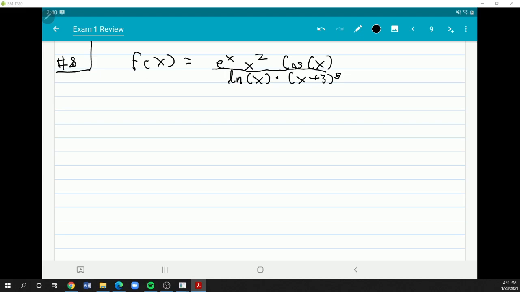Okay, so in theory, if we wanted, we could do this just using product, quotient, and chain rule and not worry about logarithmic differentiation. But I would have to do product rule twice on top to get the derivative of the top. I would have to do product rule on the bottom to get the derivative of the bottom. And putting all that together would be pretty horrendous. So here's a situation where natural log would probably make our lives a lot easier.